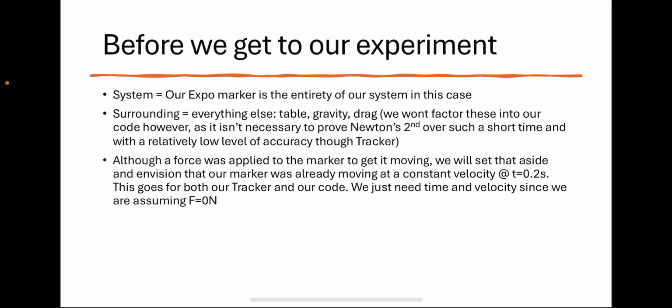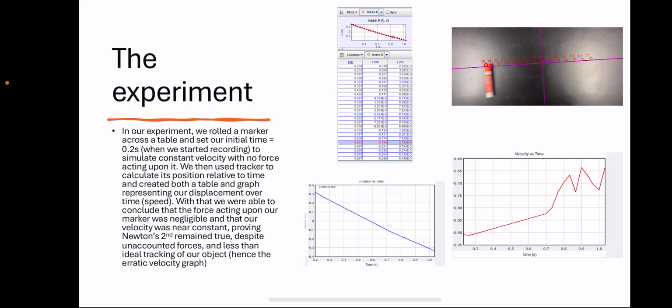Before we get into the experiment, we have our system, which was the expo marker that was rolled, and the surrounding, which was everything else: the table, gravity, drag. But we won't factor in these other forces, as they would overcomplicate things. And our initial conditions: although a force was applied to the marker to get it moving, we'll set that aside and envision that our marker was already moving at a constant velocity starting at t equals 0.2 seconds. This goes for both the Tracker and our code.